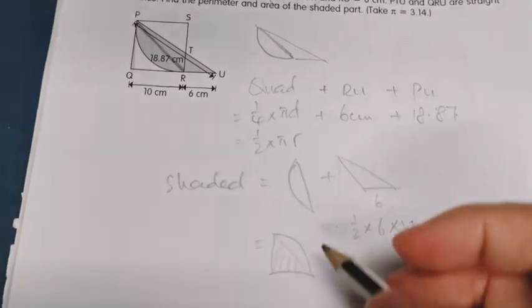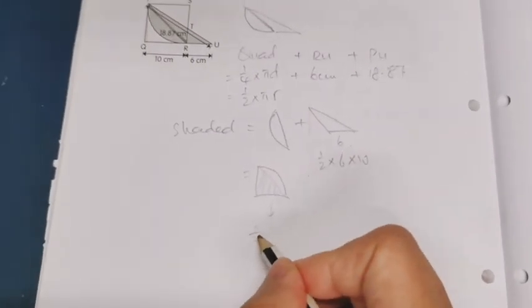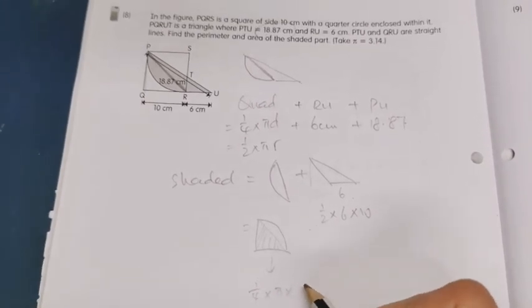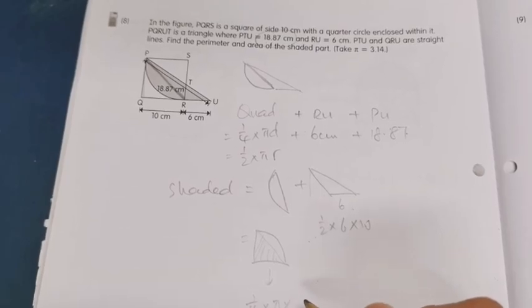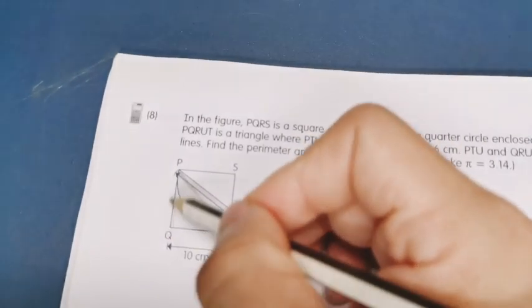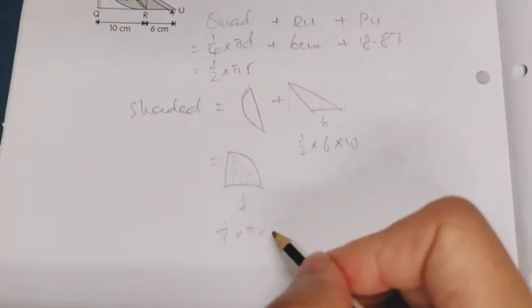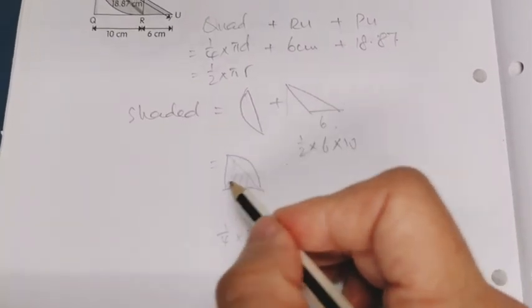So in this case, the area of quadrant, so this part, will be 1/4 times pi, which is 3.14, times radius. Radius is 10. Okay, because this one, the radius is this part, which is 10 times 10. So this is the area of the quadrant.